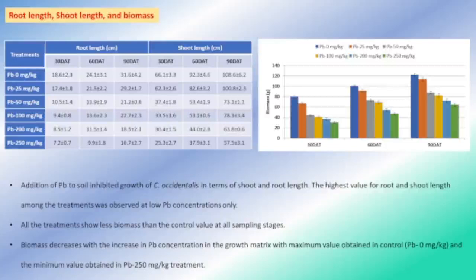Plant growth parameters like root length, shoot length, and biomass were also observed, and they are presented in the following table and picture. We observed that addition of lead in soil inhibited the growth in terms of root length, shoot length, and biomass in the plant. The highest value of root length, shoot length, and biomass at all the testing days was observed in the low metal treatment.